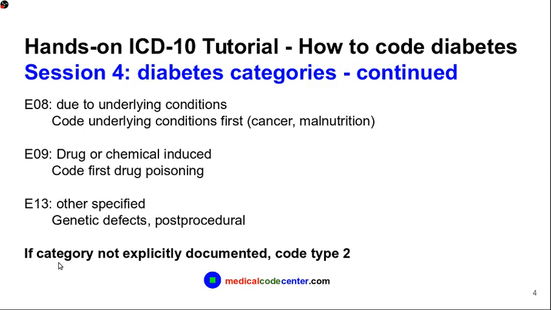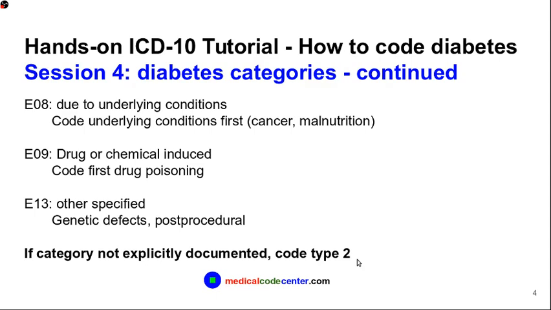In a lot of cases, in the document, the category of the diabetes is not explicitly documented. In this case, you always code type 2 diabetes, because type 2 diabetes is the most common diabetes, so we code type 2.